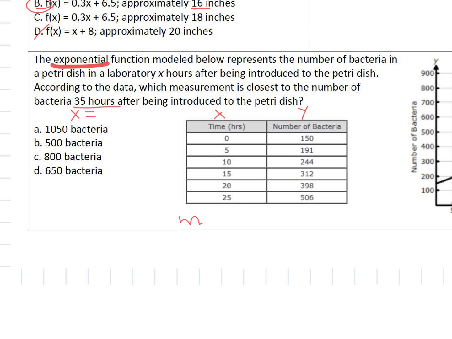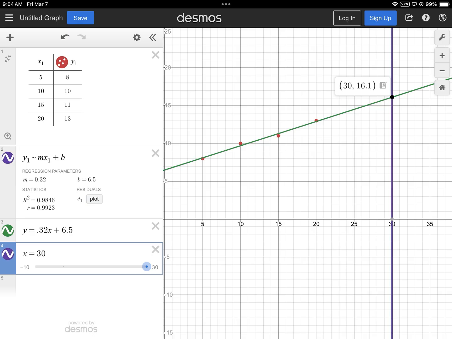And this is exponential, so remember that is menu 4-1a or y1 squiggle ab to the power of x1. So use your calculator, use Desmos, pick one. We are going to also type in that equation we get, and the x equals 35. So we would have to choose C, that is closest to our 816 that we got. So remember, it is an estimate, so you may have to round to get that answer choice. Even if you're using the yellow calculator, we are still typing it in.